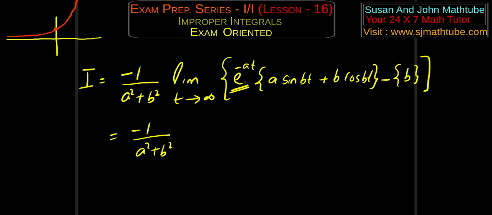So this will be gone. And sin infinity, cos infinity are finite numbers. So you get 0 into something finite. So that becomes 0. That's it. So we end up with minus b over there. And the answer is b by a square plus b square.